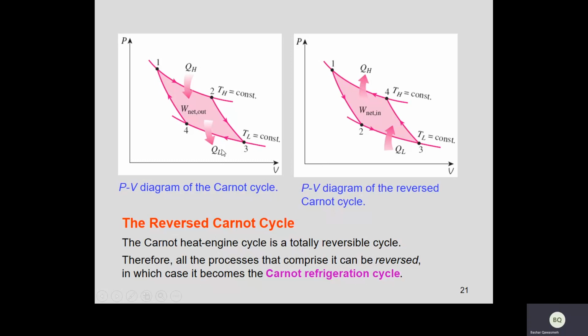The reversed Carnot cycle is also known as the Carnot refrigeration cycle. The Carnot refrigeration cycle occurs in power-consuming devices such as refrigerators, where we will have net input work in this case. Here it shows the processes as described in the previous slide in both these figures. Those are very important figures.